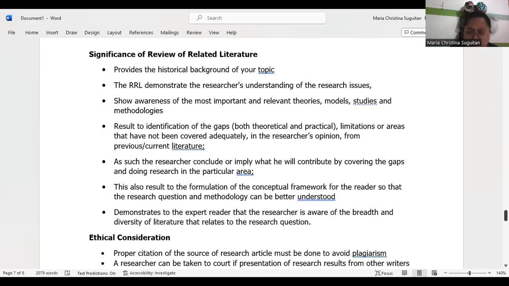Ano ba yan? Para naman background of the study lang? No. Okay? Para magka-idea naman yung reader niya na, okay, so ito pala yung start ng research na to hanggang sa nag-update. Okay?